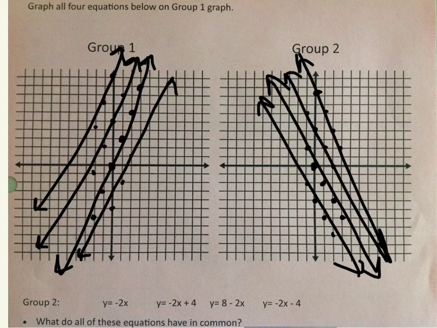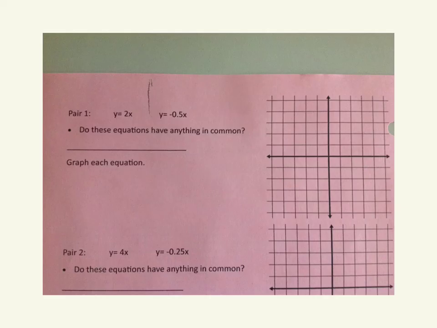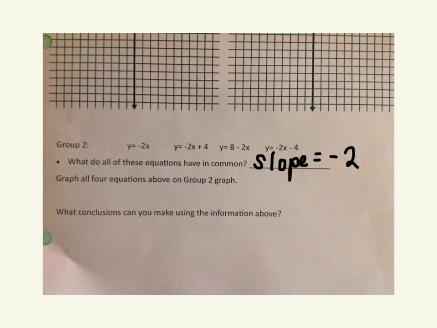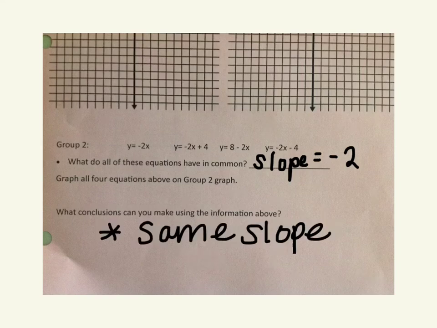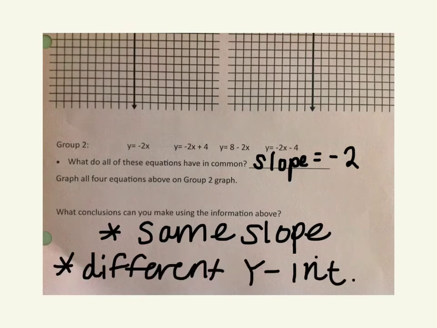So looking at the bottom of my page, I can conclude that if equations have the same slope, their lines are parallel to each other. So I know that they have the same slope. But what about the y-intercept? Are the y-intercepts the same? Can they be the same? The y-intercepts actually have to be different. If they had the same y-intercept, it would be the exact same line, which is not parallel to one another. So to be parallel, equations must have the same slope, the same m value, and different y-intercepts, different b values.